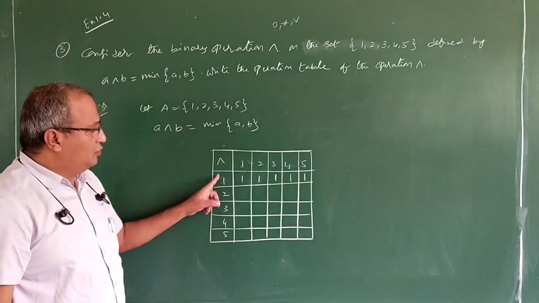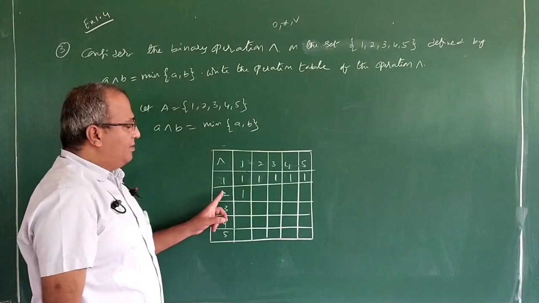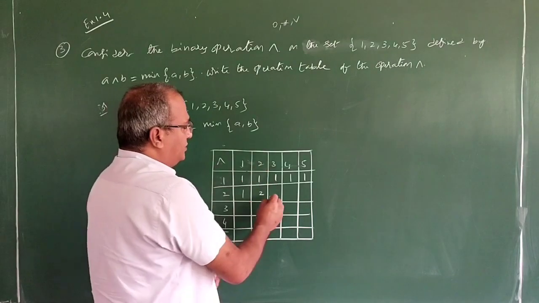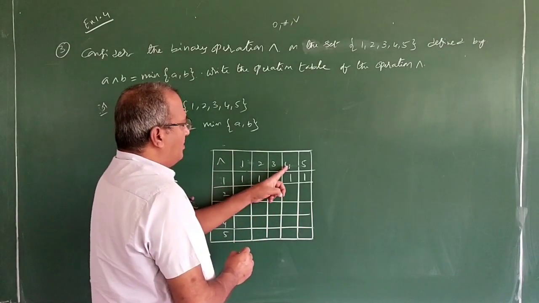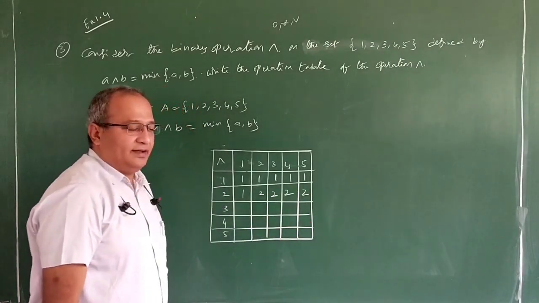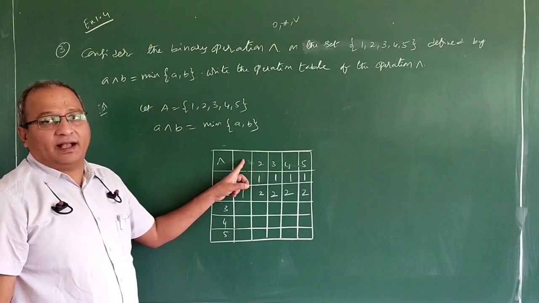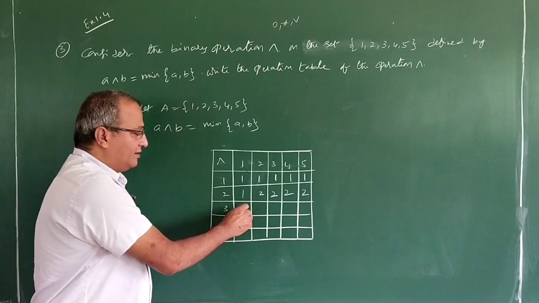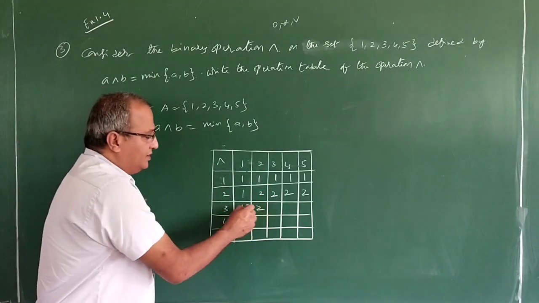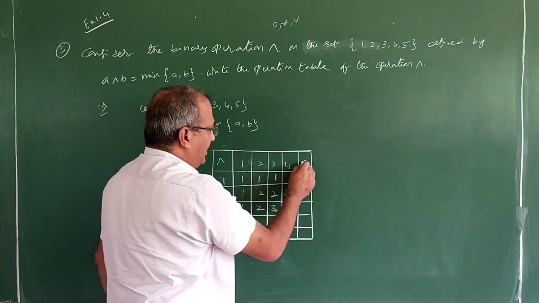Next, 2 cap 1. The minimum of this is 1. 2 cap 2 is 2. 2 cap 3 is 2. 2 comma 4 is 2. 2 comma 5 is 2. Next, when it comes to 3 cap 1, in these two what is the minimum? 1. 3 cap 2, in these two, which is the minimum? 2. 3 comma 3 is 3, 3 comma 4 is 3, 3 comma 5 is 3.